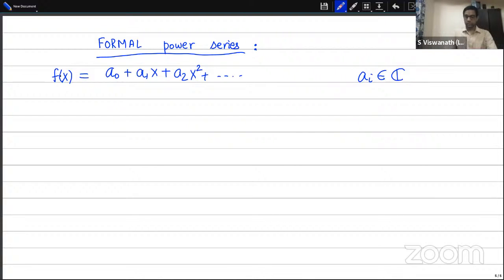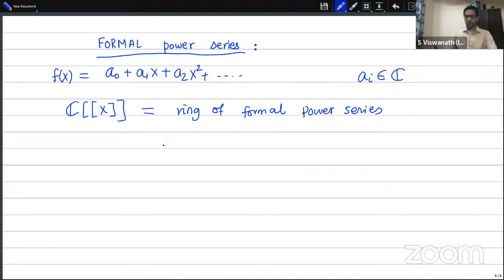We usually call the collection of all formal power series C double bracket X. It is usually called the ring of formal power series with complex coefficients. What does this have? This has all these possible formal power series. The elements are exactly all these guys. Two formal power series are equal if and only if their coefficients are the same.